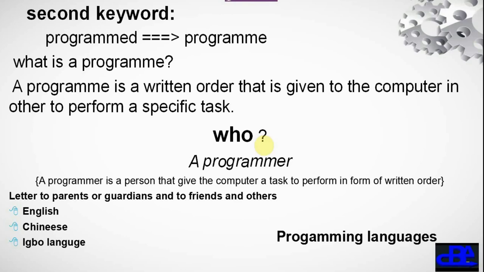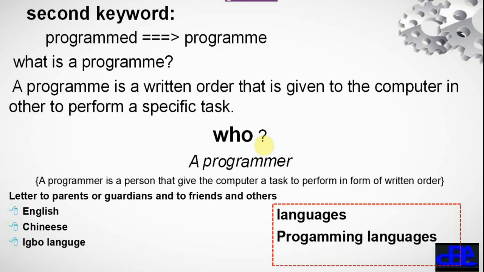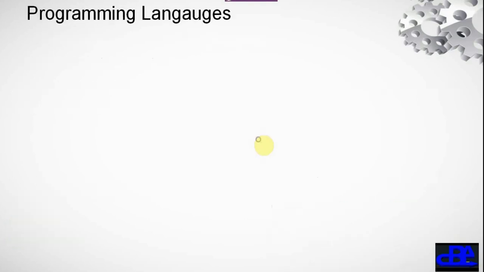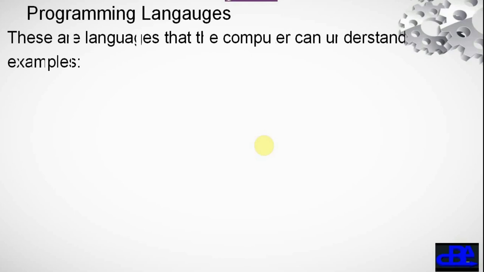Now, what are programming languages? Programming languages are languages that programmers use to speak with computers. These are languages that enable the computer to understand people, because you can't say the computer is human, the computer is different from a human. So programming languages are languages that the computer can understand.